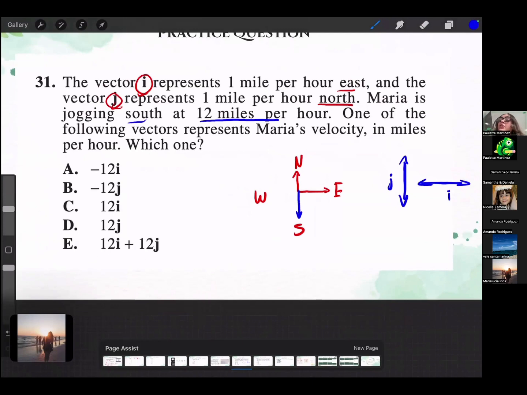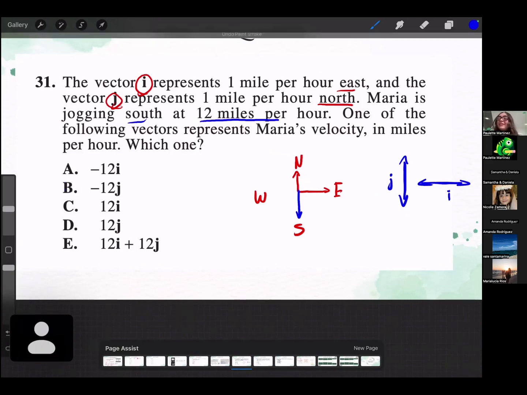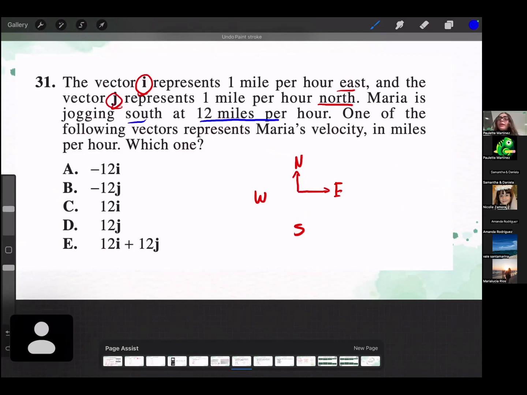Since she's on vector J, but instead of going positive she's going negative, the answer is going to be negative 12J. Okay? Thumbs up? That makes a lot of sense. Thank you. You want to try? I may just give you another example. Let me just make up another example.